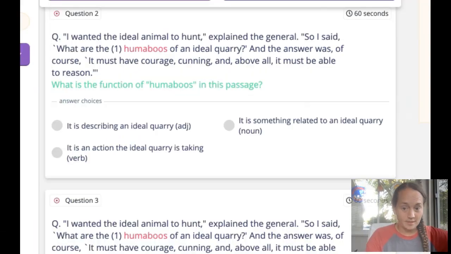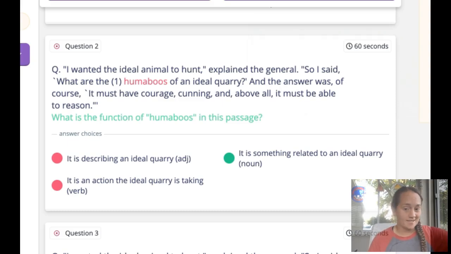This is, of course, step 2 in our process. So same sentence, same passage here. And what we're trying to figure out for step 2 is what is the function of humbaboos. If we look at the sentence it's in, it says, what are the humbaboos of an ideal quarry? So we have to ask ourselves, is it describing the ideal quarry? Is it something related to an ideal quarry, so it's a noun? Or is it an action the ideal quarry is taking? Take a second to think that over.